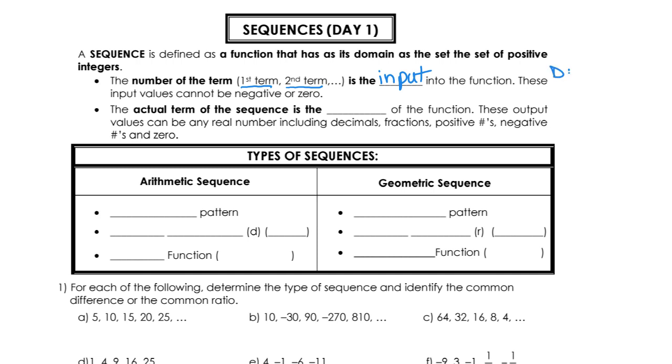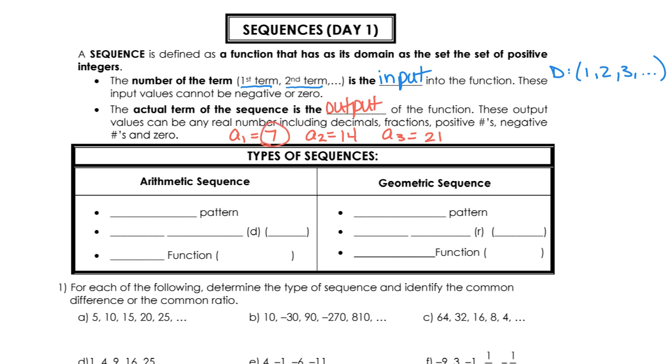Okay, so our domain will be 1, 2, 3, ... The actual term of the sequence, so whatever the first term is, is the output of the function. These output values can be any real number, including decimals, fractions, positive numbers, negative numbers, and 0. So for instance, what they call the first term, they actually call it a sub 1. And let's say our first term is 7. A sub 2 is the second term, and let's say it's 14. A sub 3 would be your third term, and let's say it's 21.